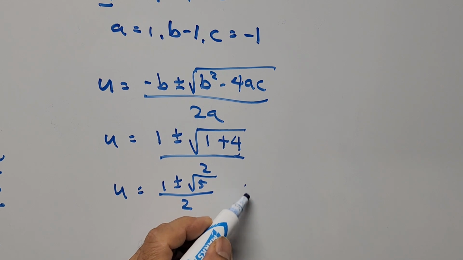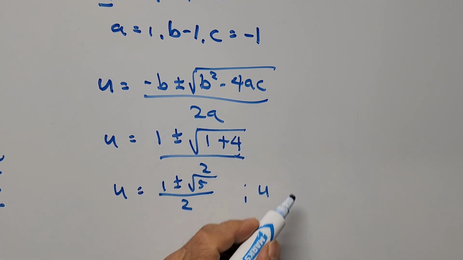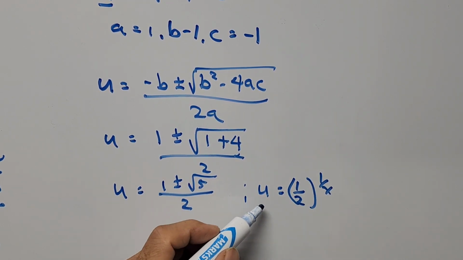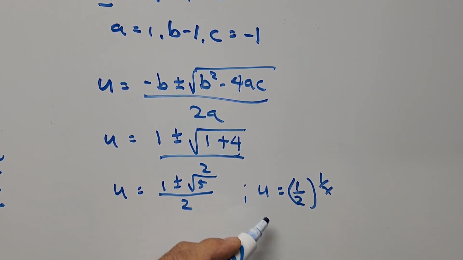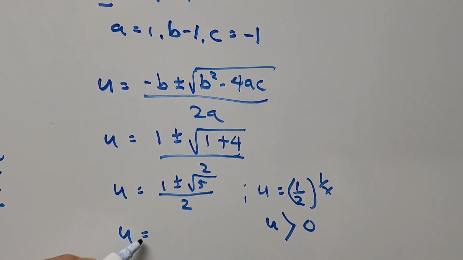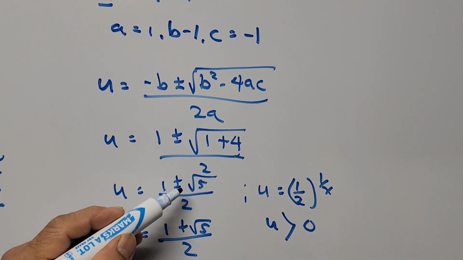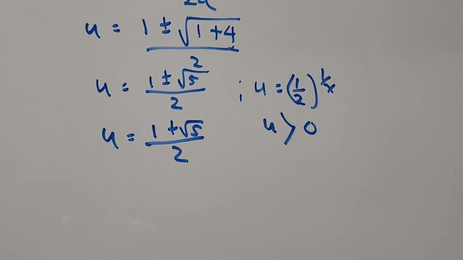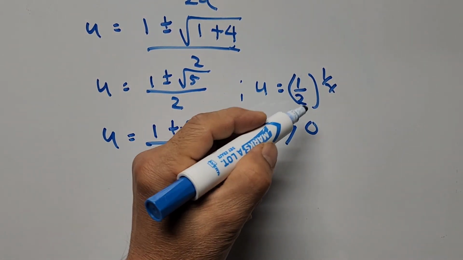And since u is a substituted variable in place of 1/2 to the power of 1 over x, and u is an exponential function, the value of u must be greater than 0, which means there's no negative value of u. So from here, we take the positive value of u, 1 plus square root of 5 divided by 2. So we're not taking the negative square root of 5, but instead we're taking the positive square root of 5. Okay, so we have u is 1/2 to the power of 1 over x.